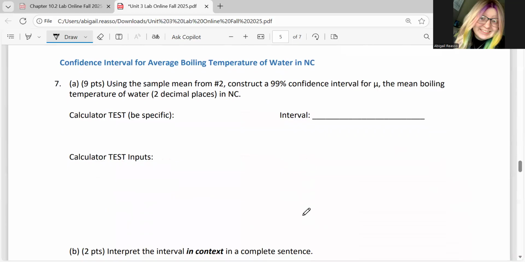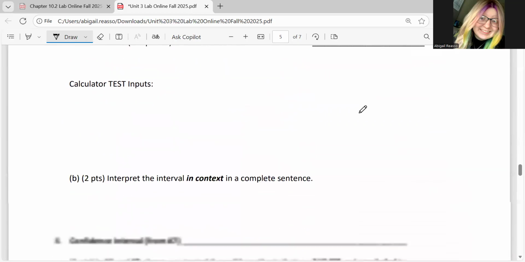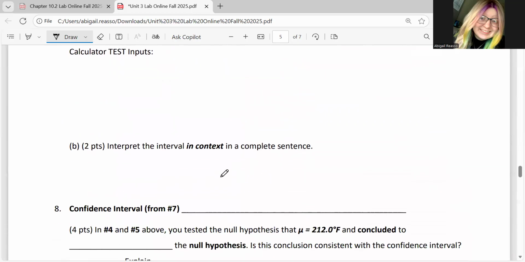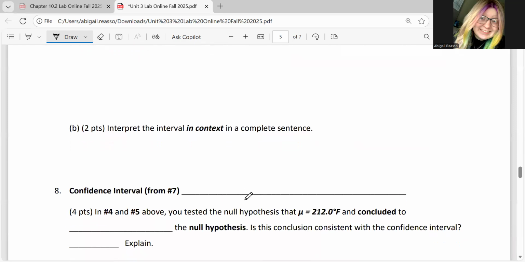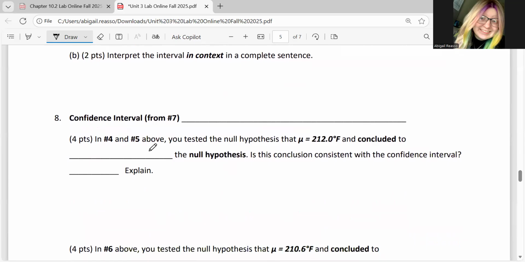Again, we're going to be using our calculator here. And we can take our calculator function and our inputs to get our interval over here and then interpret our interval. Now what we are going to do next is see how our hypothesis test compares to our interval. So you're just going to restate your confidence interval here. And do we think that the conclusion is the same for number 4 and number 5? And we'll say if that is consistent with the confidence interval.